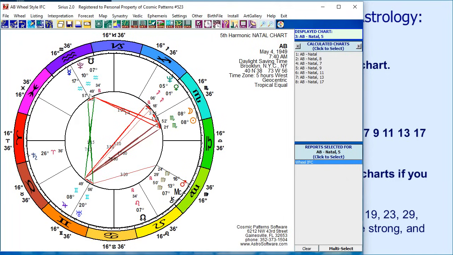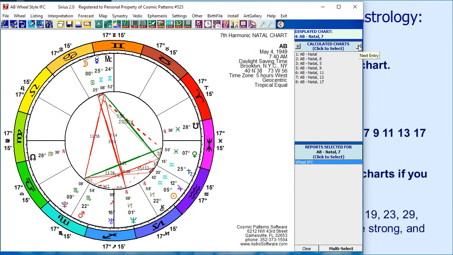Mercury, Pluto is together, Jupiter, Uranus together, but not all of them tightly connected. Let's just see if we see any other large patterns. In the 7th harmonic, a very clear pattern: Moon, Mercury, Neptune.